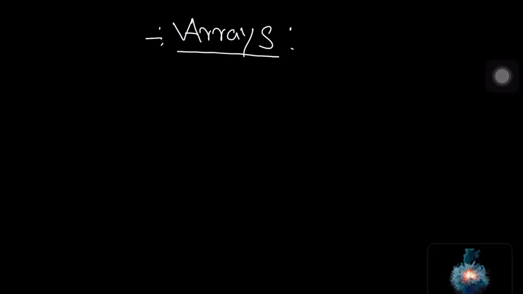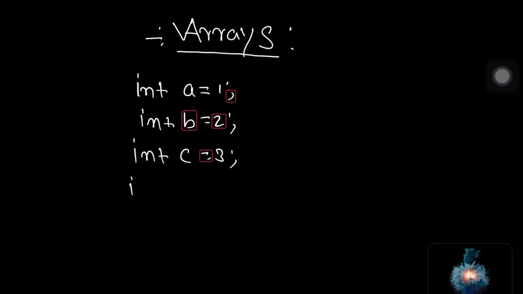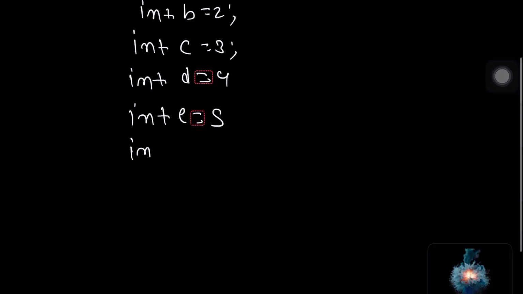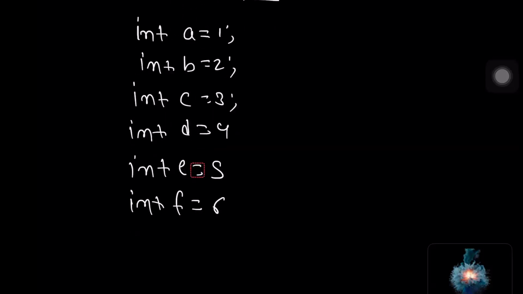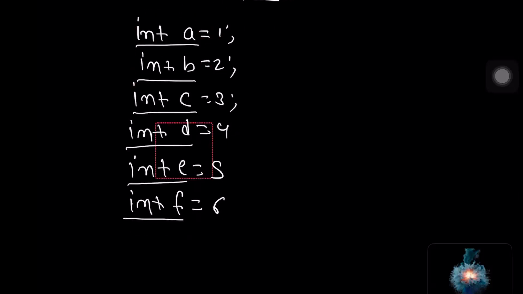Okay, let me give an example. Just a basic example, then we'll see. So let us assume you have int a equal to 1, int b equal to 2, int c equal to 3, int d equal to 4, int e equal to 5, int f equal to 6. Okay. So how many variables have we declared? 1, 2, 3, 4, 5, 6. 6 variables, right?